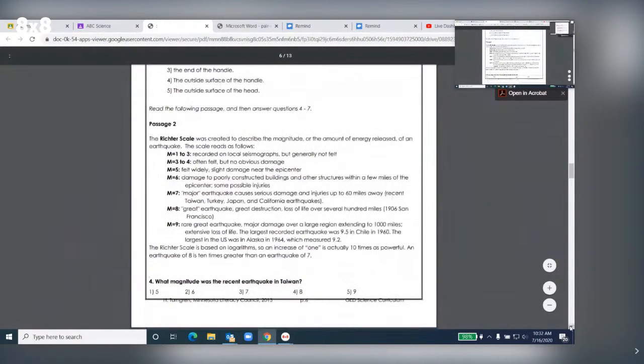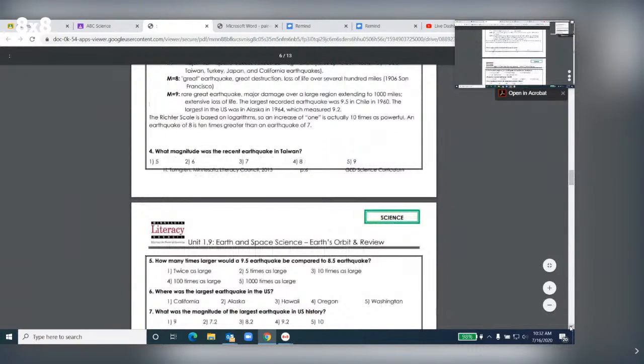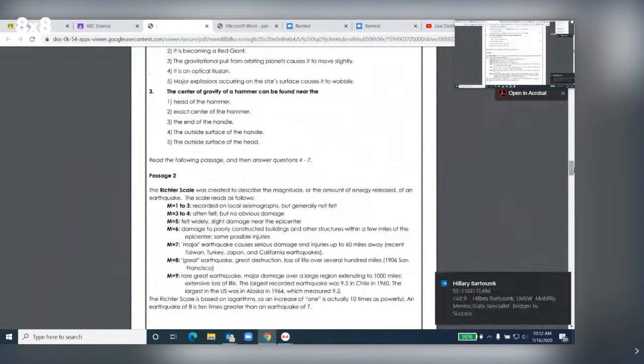And there's going to be 4 questions that correspond to this. So if we read the questions, 4 asks about the magnitude of the recent earthquake in Taiwan, about how many times larger is a 9.5 earthquake compared to an 8.5, where's the largest earthquake in the US, and what was the magnitude of the largest earthquake in the US. So these are about earthquakes and basically magnitudes. So right up here, passage 2.